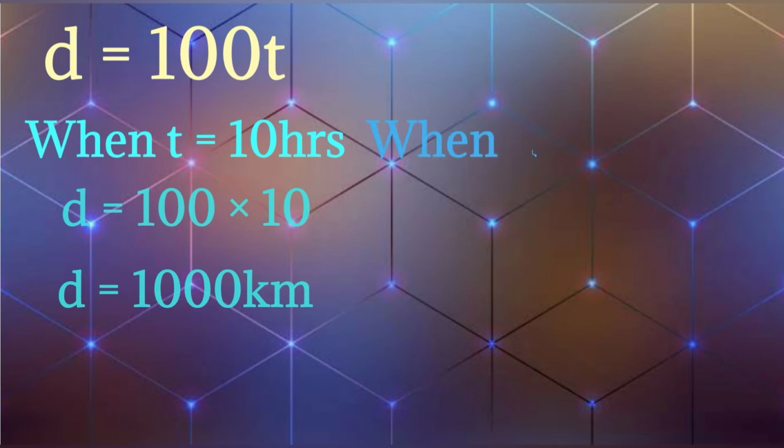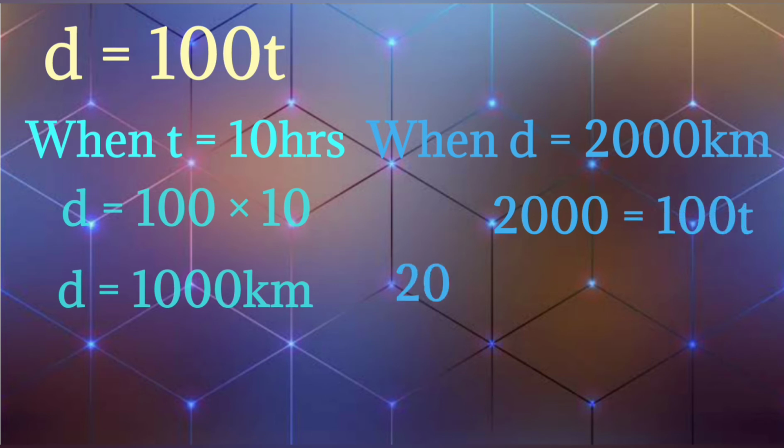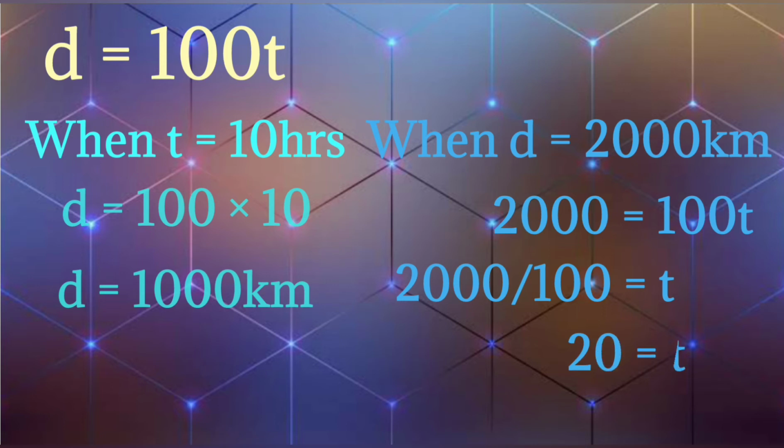Furthermore, when d is equal to 2000 kilometers, we can substitute this into d equal to 100t, and you'd have 2000 is equal to 100t. To get the value of t, you divide both sides by 100. So you have 2000 divided by 100 is equal to 20. Therefore, t is equal to 20 hours.